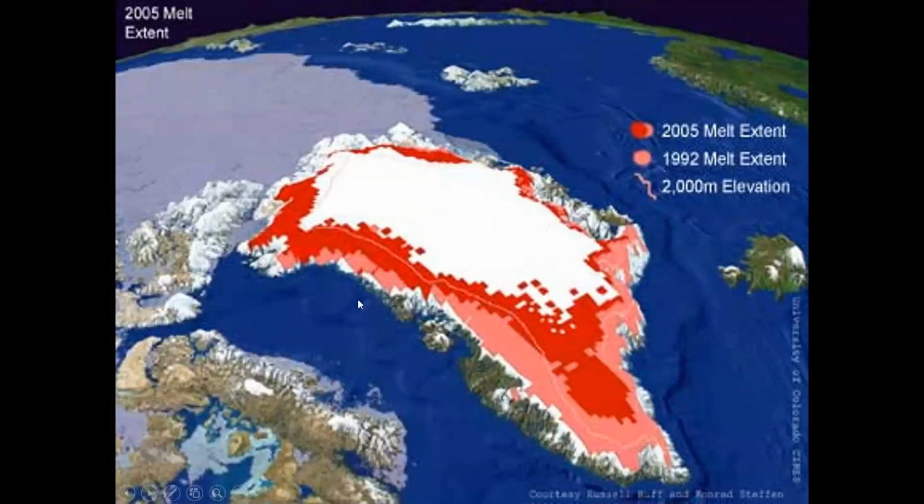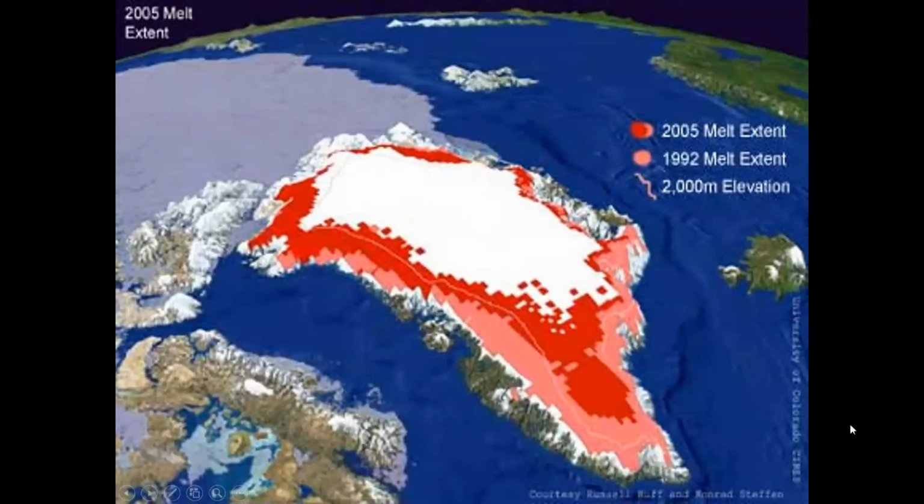Now, that's a worst-case scenario. If that were to happen, that would result in tremendous sea level rise. Because again, all of this ice is currently over land. It's not in the water. Once it melts, it then floods into the water.